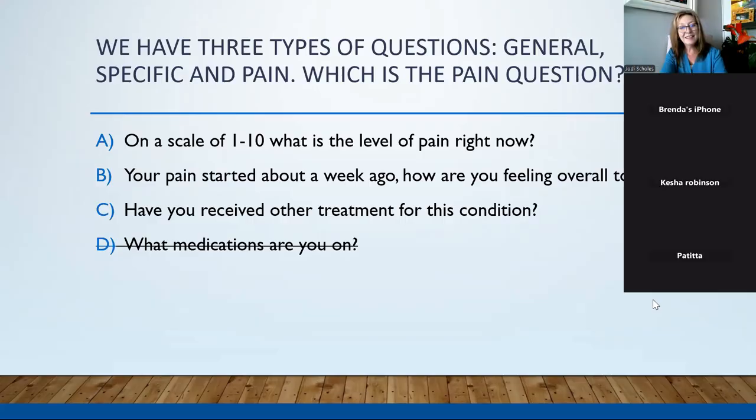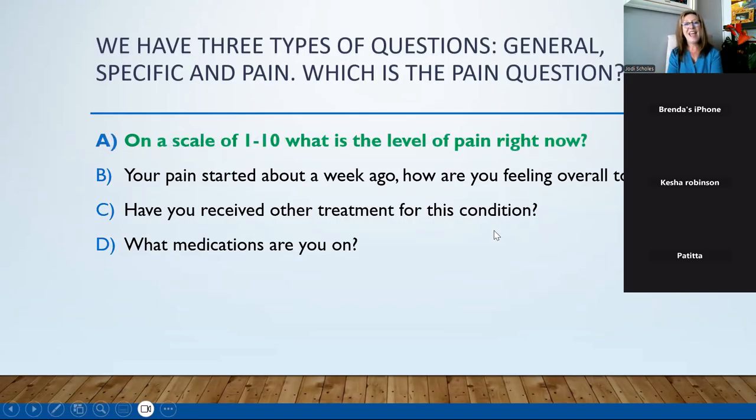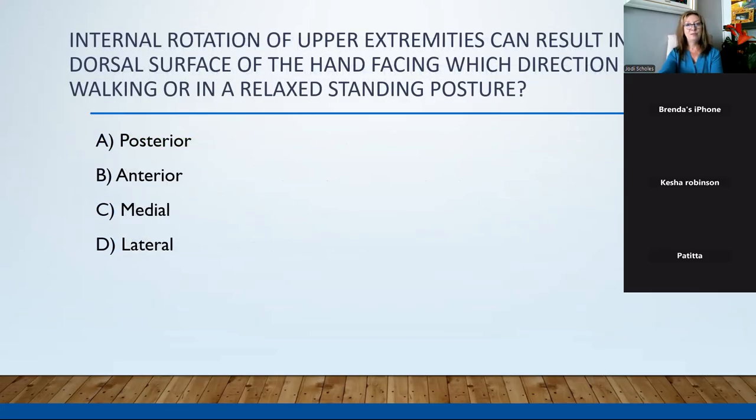Best answer: A. On a scale of 1 to 10, what's your level of pain right now? The question is specifically about their pain. That is why it is a pain question. Letter B says the word pain. Your pain started about a week ago. How are you feeling overall today? It's a general question. It's an open-ended question. Good. Nice work. And we continue.